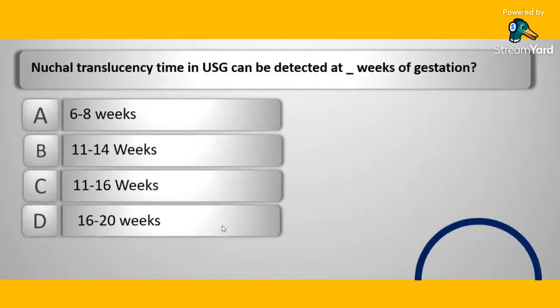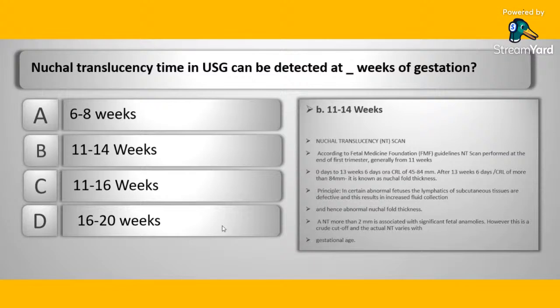Nuchal translucency time in USG can be detected at dash weeks of gestation. A. 6 to 8 weeks, B. 11 to 14 weeks, C. 11 to 16 weeks, and D. 16 to 20 weeks. The correct option here is B, 11 to 14 weeks. Nuchal translucency, NT scan. According to Fetal Medicine Foundation guidelines, NT scan is performed at generally around 11 weeks.